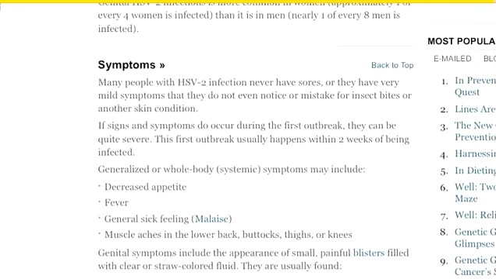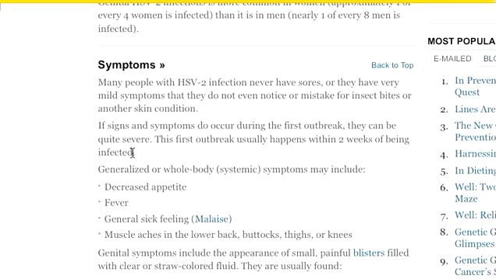It says many people with HSV2 infection never have sores, or they may have mild symptoms that they do not even notice or mistake for insect bites or other skin conditions. If signs and symptoms do occur, during the first outbreak they can be quite severe. The first outbreak usually happens within 2 weeks. Notice that the first outbreak normally happens within 2 weeks of being infected.